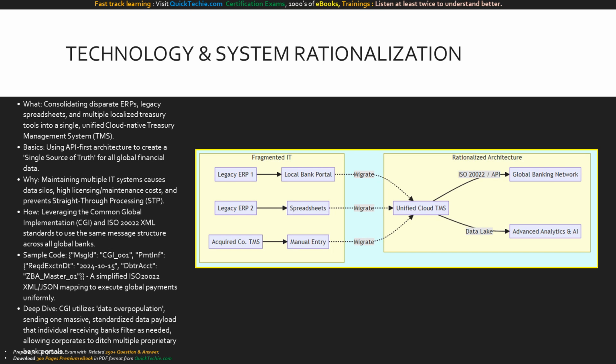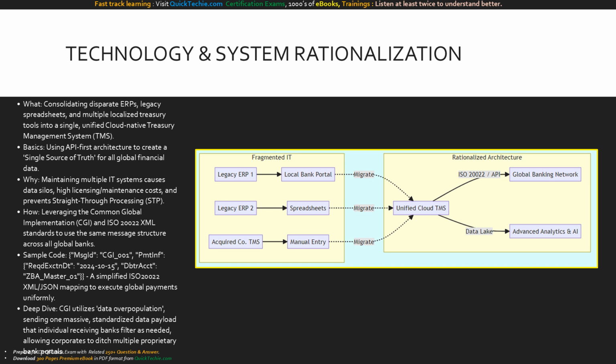Next, we tackle technology and system rationalization. What are we fixing here? We are dismantling the patchwork of disparate ERPs, fragile legacy spreadsheets, and localized software, replacing them with a single, unified cloud-native treasury management system. The basics require adopting an API-first architecture to finally establish one single source of truth for the enterprise.